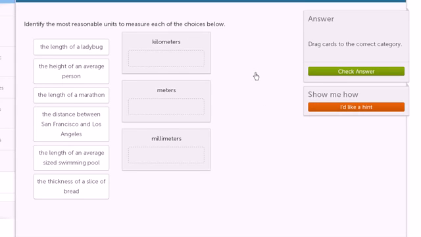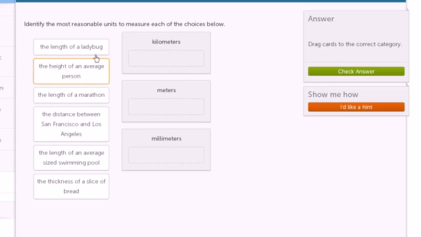Identify the most reasonable units to measure each of the following choices below. So we have kilometers, meters, and millimeters. And a kilometer, of course, kilo tells us that's equivalent to 1,000 meters. And milli means 1,000th of a meter. Another way of thinking about it, a meter is 1,000 millimeters, and a kilometer is 1,000 meters.